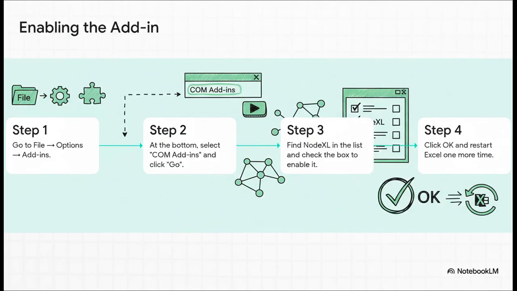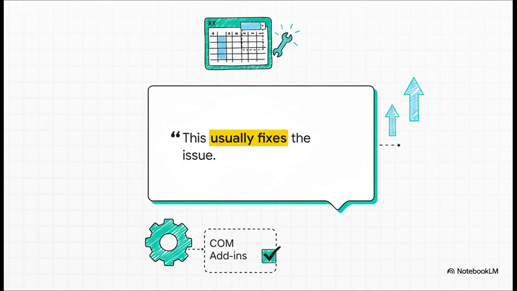Okay, here's exactly what you need to do. In Excel, go to File, then click on Options, and find Add-ins on the left. Now look all the way down at the bottom where it says Manage. You're going to choose COM Add-ins from that little drop-down menu and hit Go. A new window will pop up. Just find NodeXL in that list, make sure the little box next to it is checked, click OK, and then, yep, you guessed it, restart Excel one more time. And honestly, that little maneuver right there, manually turning on the COM add-in, that solves the problem for pretty much everybody. We're talking over 90% of the time.